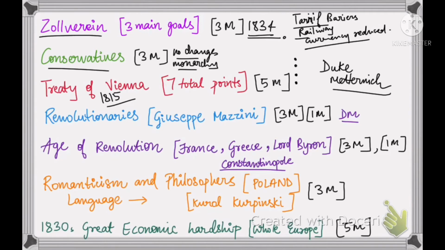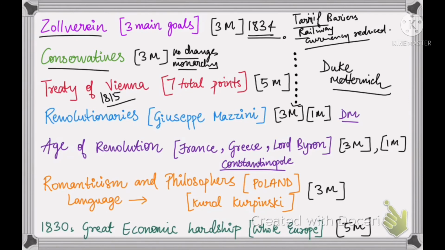Then Genoa was added to Piedmont in the south. Prussia was given the western part and Saxony. Austria was given northern Italy. Russia was given some parts of Poland and so on. But the German Confederation of 39 states was left untouched.